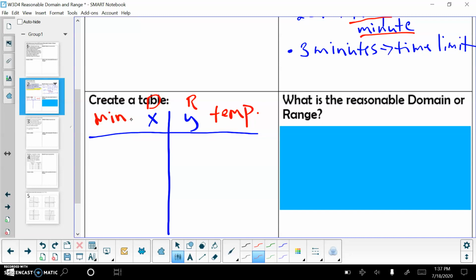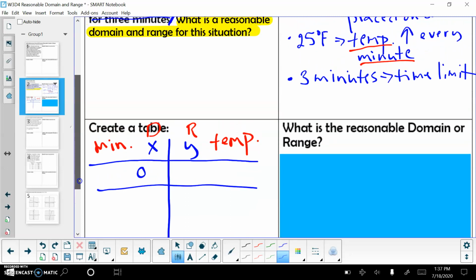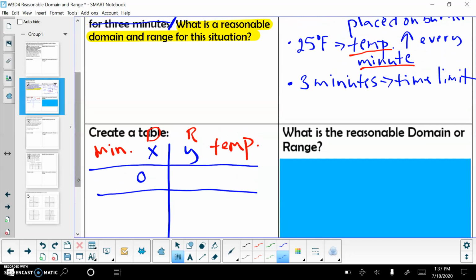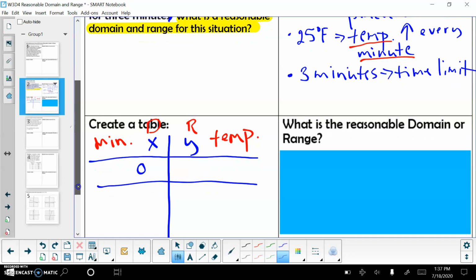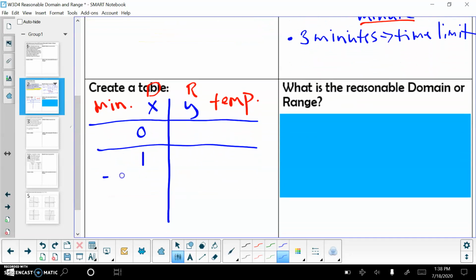So now that I've got that settled, I can start making my table. Whenever you're counting time, think of how a stopwatch works. You start at 0. So at 0 minutes, and then you can go up. You could go up by a half a minute, 10 seconds, whatever you wanted to. But over here it says that it's increasing every minute. So that means every 1 minute. So I'm going to go up 1 minute, 2 minutes. And I'm going to stop at 3 minutes because it also said that 3 minutes was my time limit. So there's my X side.